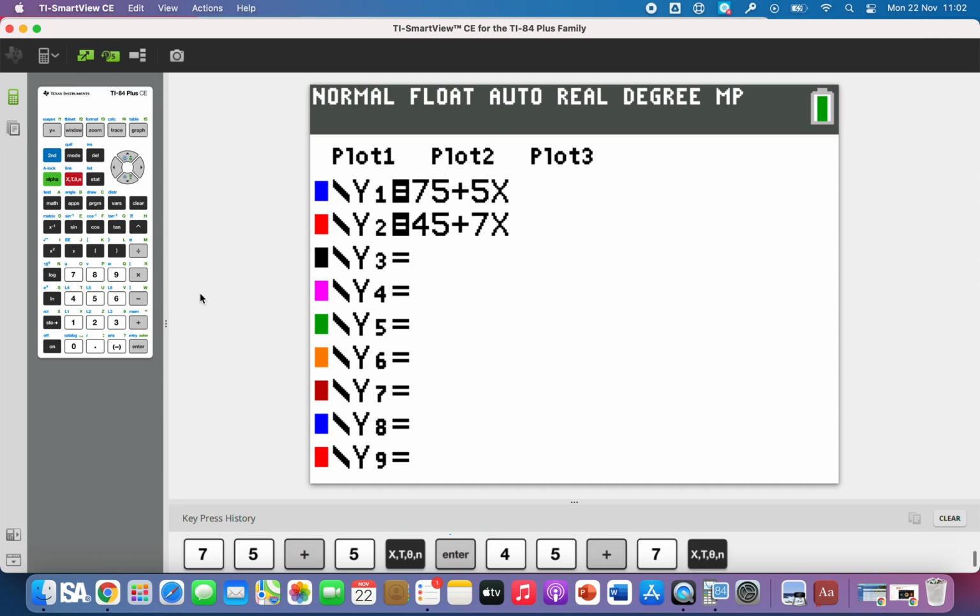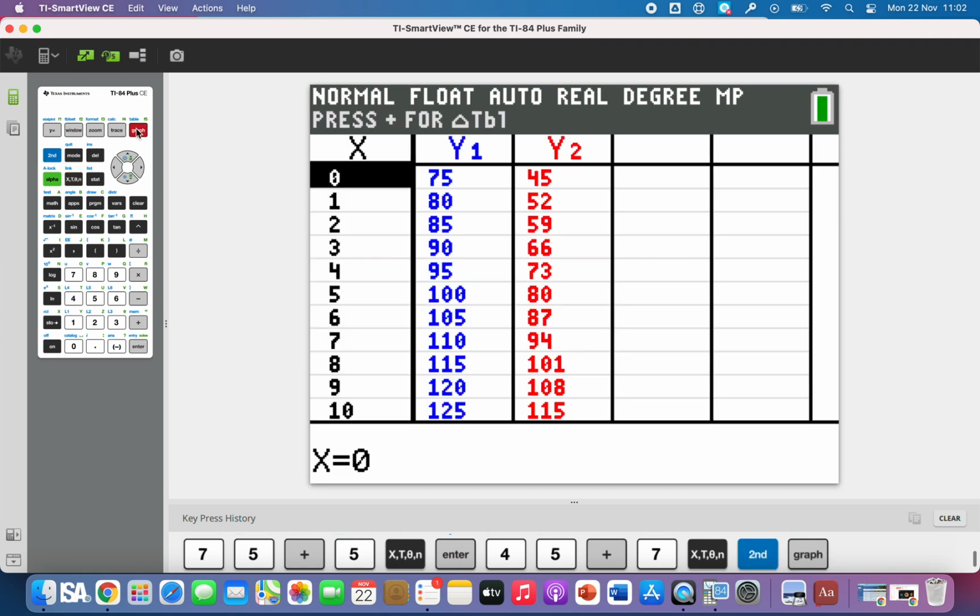Okay, so the first question there was, when is the cost going to be equal to income? To do that, there are two options. It's either you go by the table or you graph the two formulas. So let's look at the table first by simply going to second, then graph, then you'll see the table.